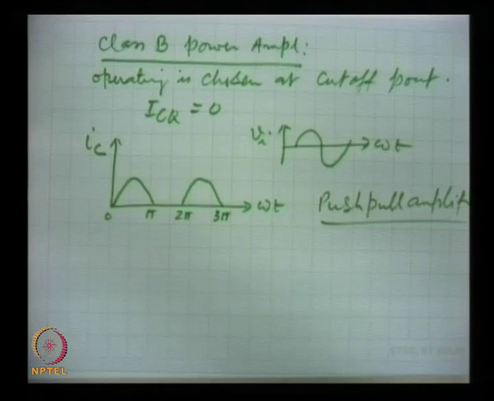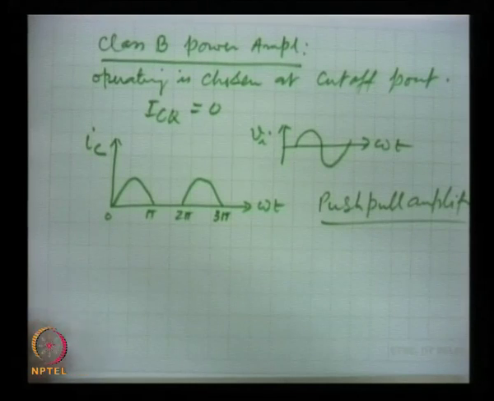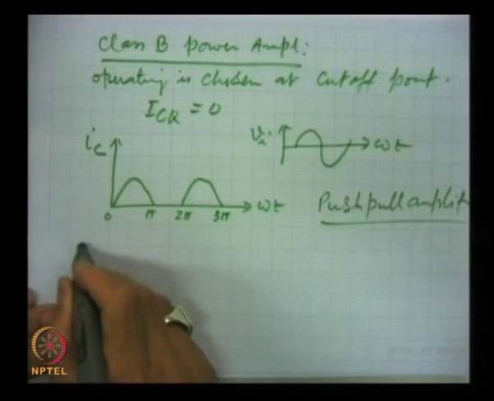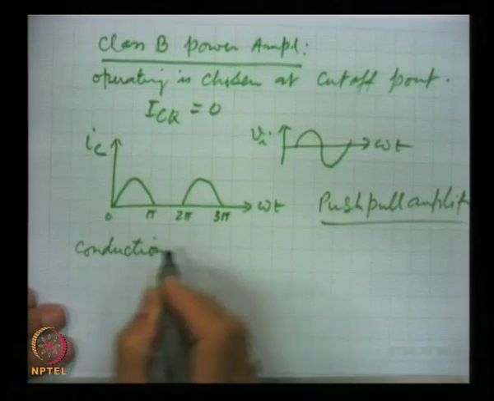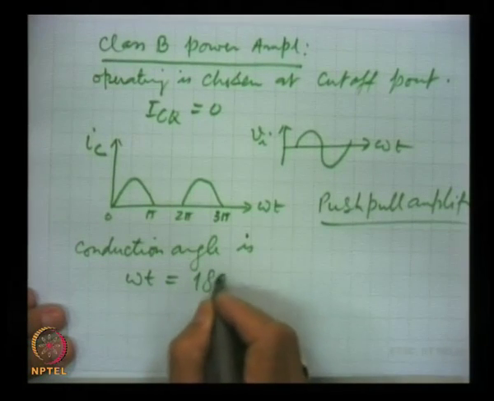That is the biggest advantage, and we will see that all these public address systems where the output power is in kilowatts and several hundred watts, these are all class B push-pull amplifier circuits. So, this is class B operation in which we choose the operating point at the cutoff point, so that conduction angle omega t is equal to 180 degrees.